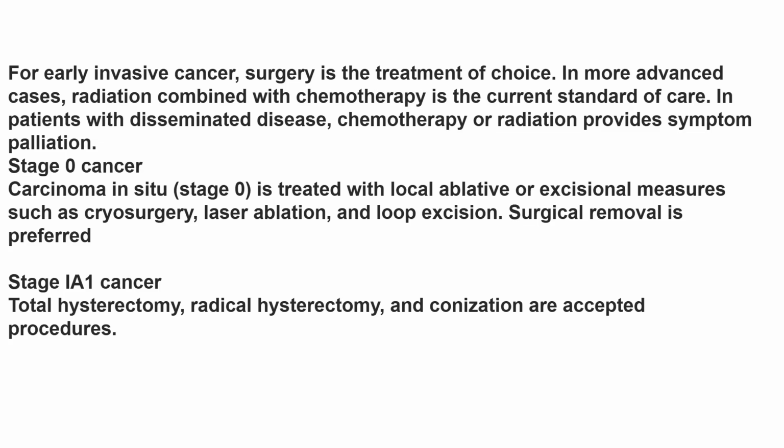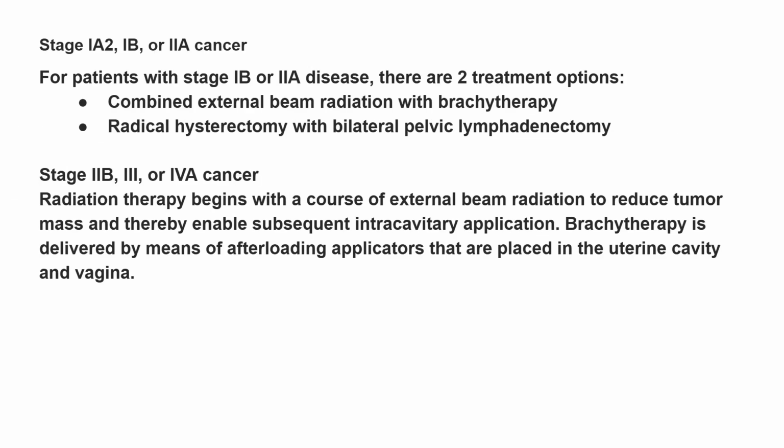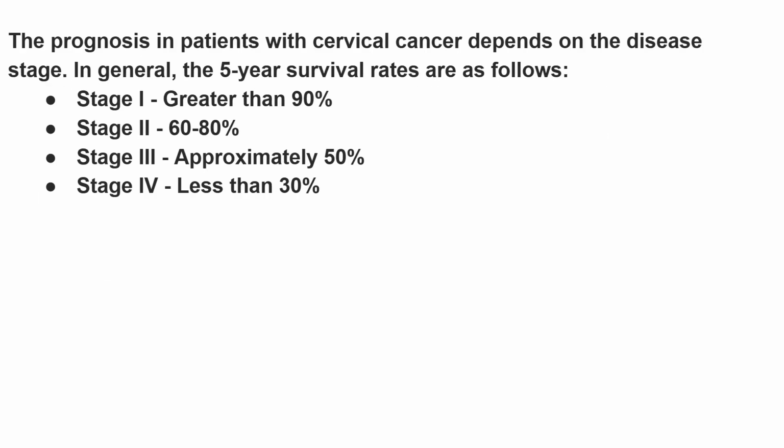Stage 1A1 cancer, total hysterectomy or radical hysterectomy is suggested. Stage 1A2 to stage 2A, the treatment will be combined external beam radiation with brachytherapy. Brachytherapy is inserting a radioactive cobalt rod into the cervix, and radical hysterectomy with pelvic lymphadenectomy. Stage 2B up to stage 4A, radiation therapy and then brachytherapy and chemotherapy also are tried as such.